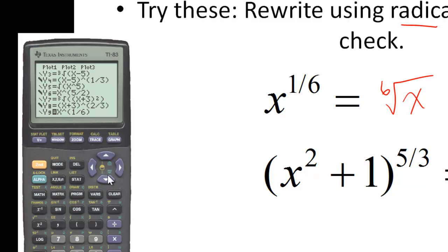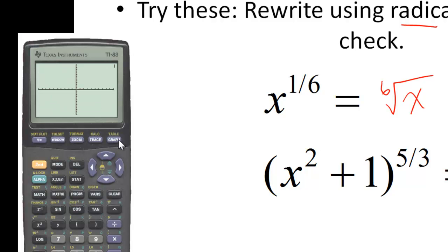X to the 1/6, and there's my 6th root of x. So remember, we can get the 6th root by first pressing the 6, then going to the math menu, and choosing the xth root. So I'm going to select that, okay, and graph and see that I get the same thing. X to the 1/6, 6th root of x. I did in fact get that correct.